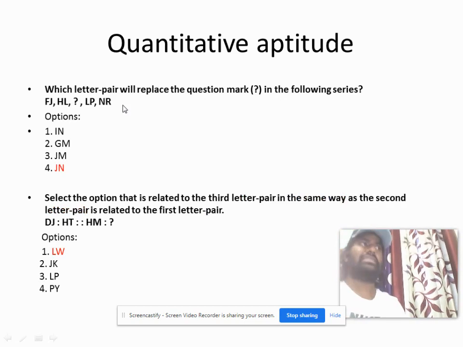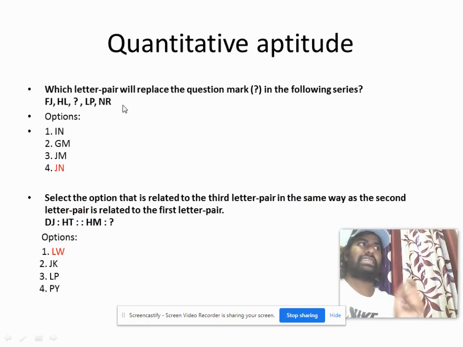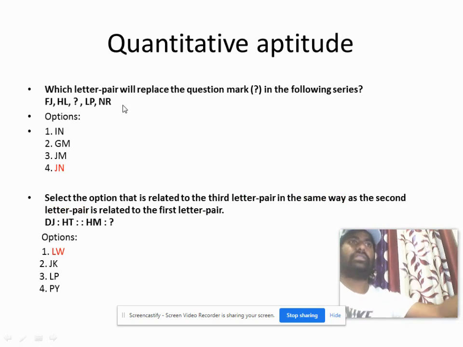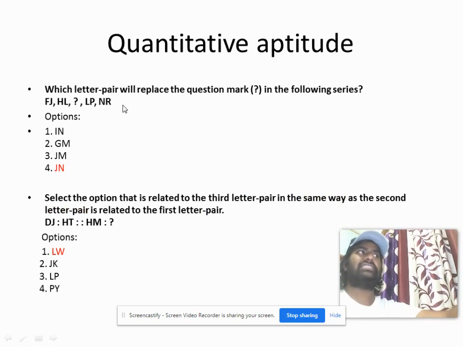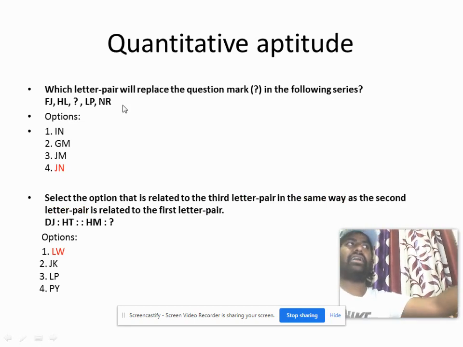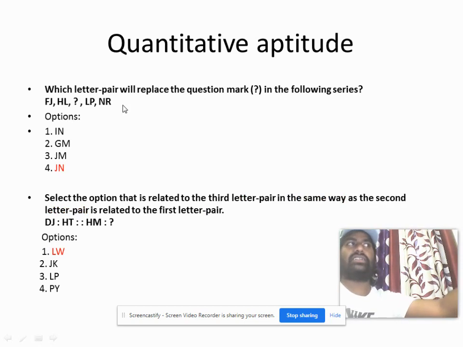Okay. The next one is: which letter or pair will replace the question mark in the following series? The answer is J, but the logic or analogy behind this question is F J H L ? L P N R. After F, if there is a difference of one letter, then H will come. After L, there is a one letter difference, then N will come. So after H, the next letter will be J.